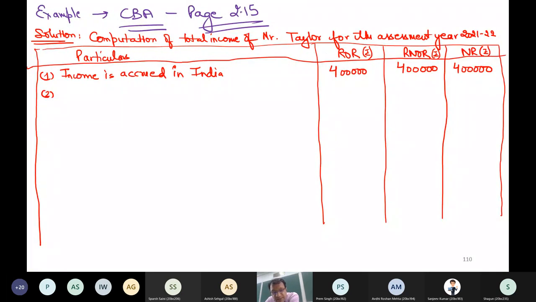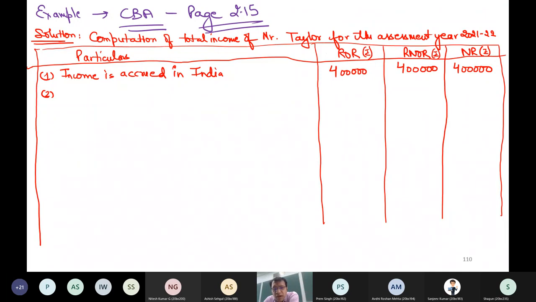So I am earning rent as Mr. Taylor. I am earning rent in New Jersey. Can you tell me where the income is accrued? In New Jersey. That means outside India. Collected there. So where is the income received? In New Jersey. So this is income which is accrued as well as received outside India.